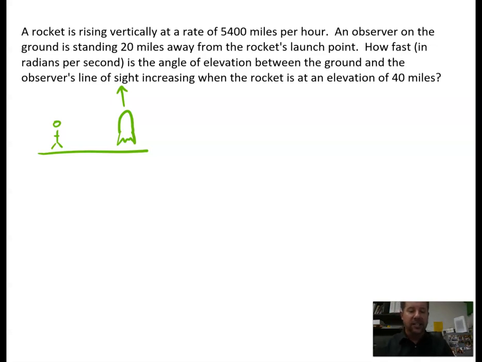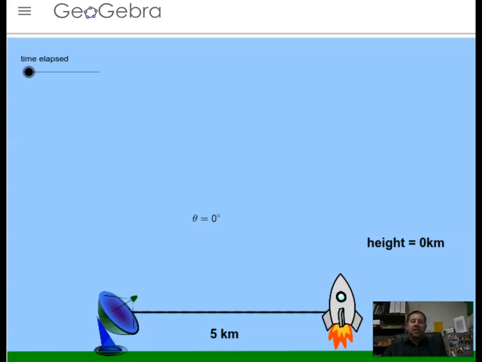All right, so let's look at this example illustration to see what's going on. Again, different numbers and a slightly different picture. We've got a satellite instead of a person, but the same idea. We've got this rocket taking off, and the satellite is going to watch it just like the person would.